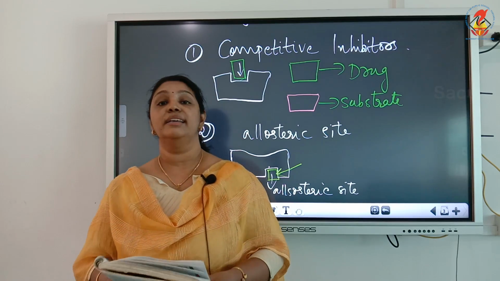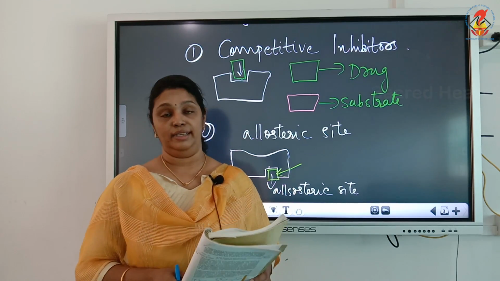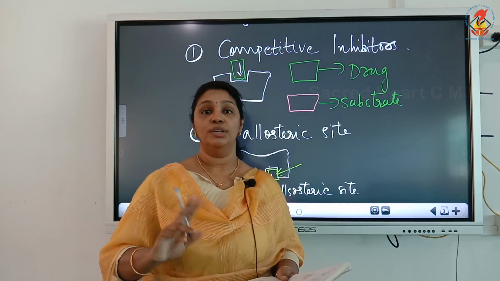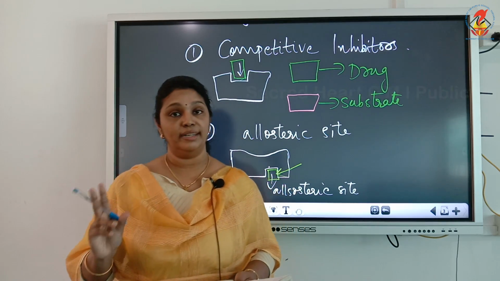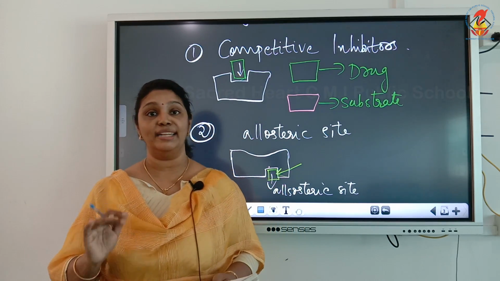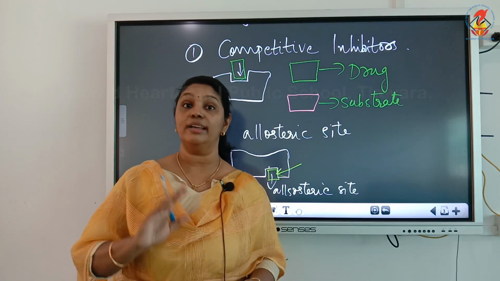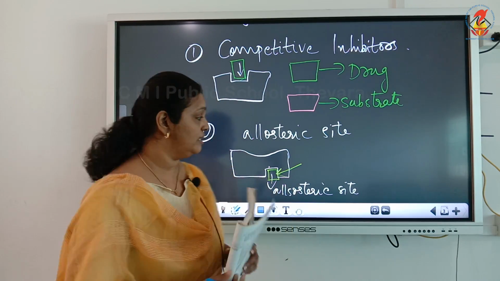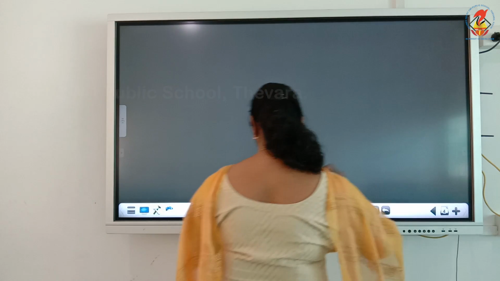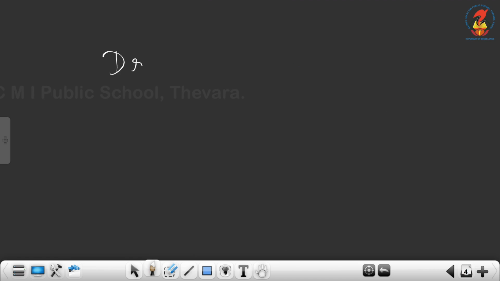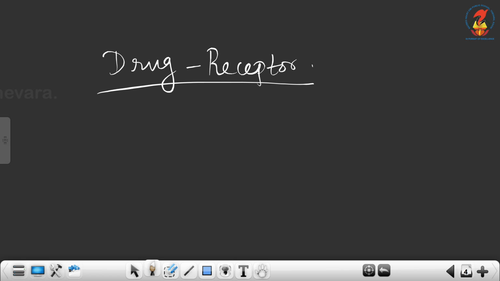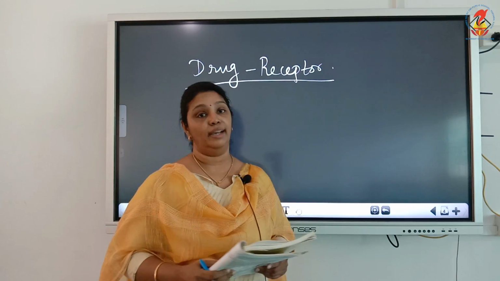Now let us see receptors as drug targets. I told you we are going to study two examples of drug target interaction. One is drug enzyme interaction, second is drug receptor interaction. So next we are going to see drug receptor interaction, or receptors as drug targets.